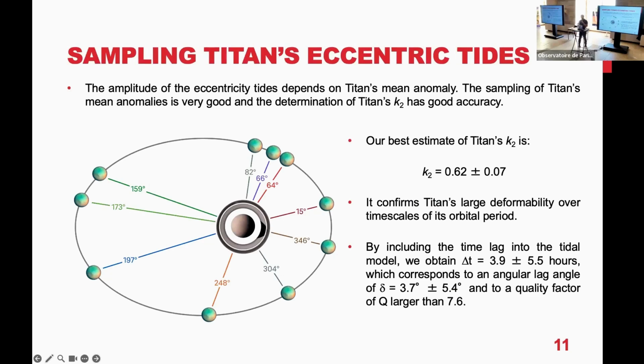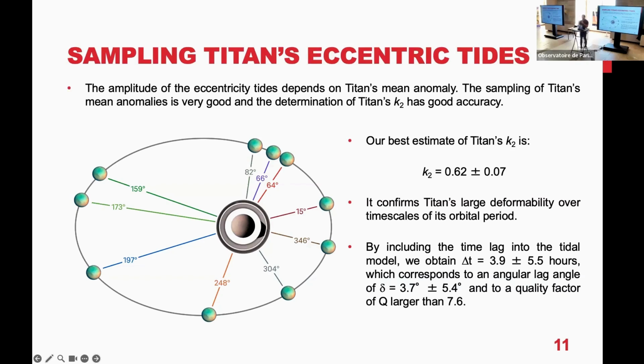Going to the tides, you can see that the different flybys had a pretty good coverage in mean anomaly of Titan along Saturn. So we were able to determine very accurately the time-variable component of the quadrupole field on Titan, and our best estimate of the Love number is 0.62 plus or minus 0.07, confirming the large deformability of Titan on the time scale of its orbital period.